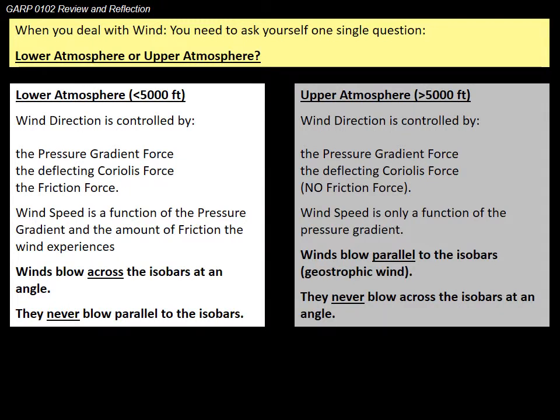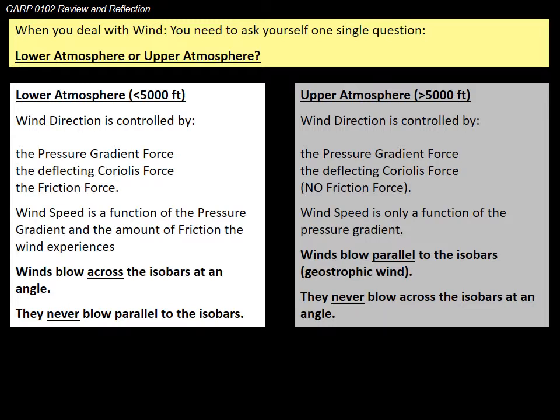When you talk wind, when you are interested in predicting wind speed and wind direction, you always have to ask, are we dealing with the upper atmosphere or the lower atmosphere? Because that determines whether you deal with 3 forces or with 2 forces. In the upper atmosphere, we have only 2 forces, right? We have the pressure gradient force, and the Coriolis force that's deflecting it, and then the winds have to blow parallel to the isobars. We call that a geostrophic wind.